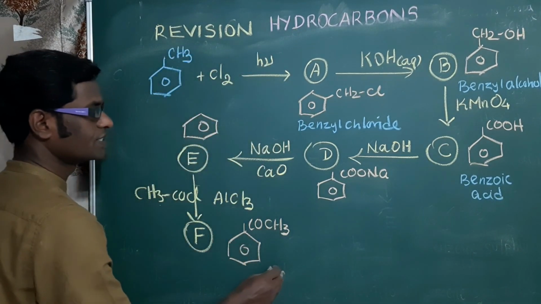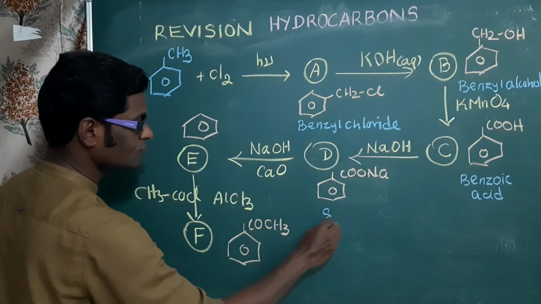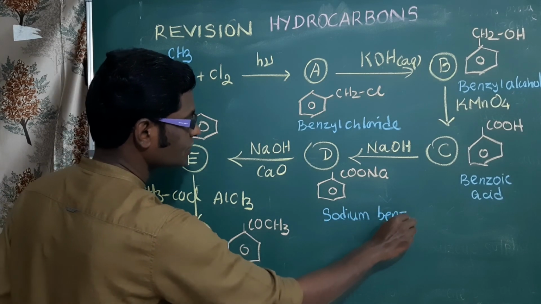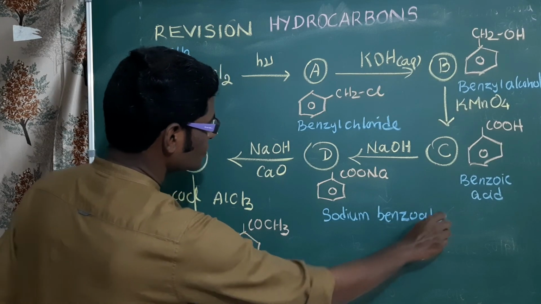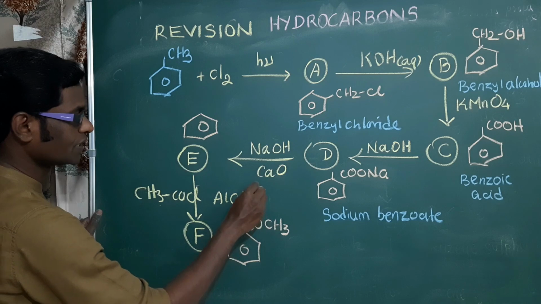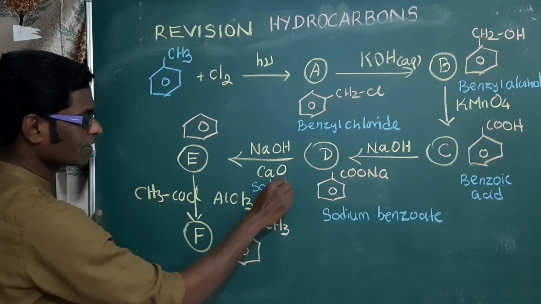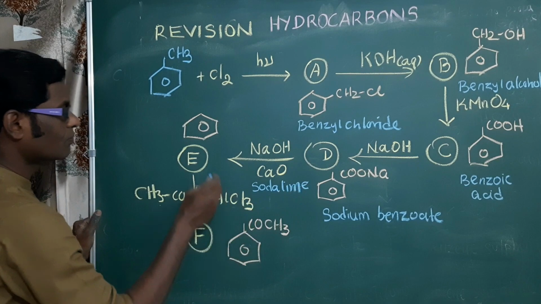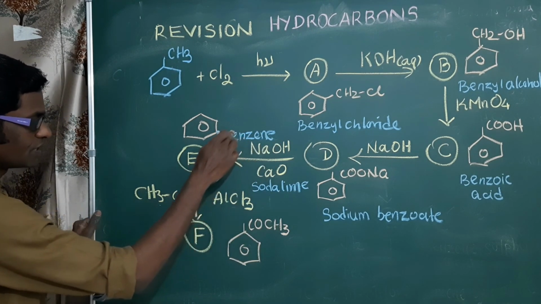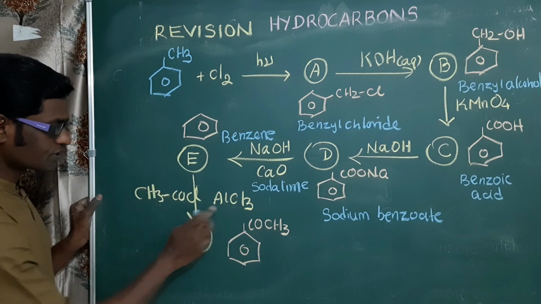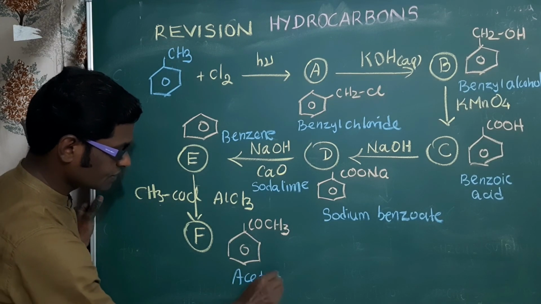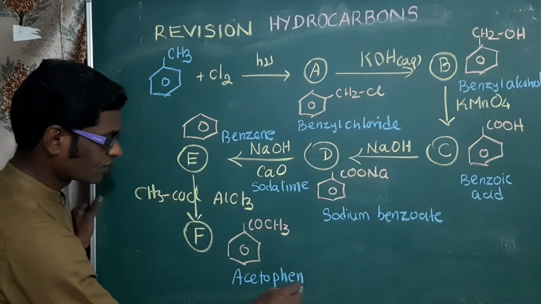This benzoic acid treated with sodium hydroxide, we will get sodium benzoate. This reaction is called neutralization reaction. Sodium benzoate treated with mixture of sodium hydroxide and calcium oxide, they are collectively called soda lime. Occurring decarboxylation, we will get benzene. This benzene treated with acetyl chloride in presence of anhydrous aluminum chloride, we get acetophenone. This reaction is called Friedel-Crafts acylation.